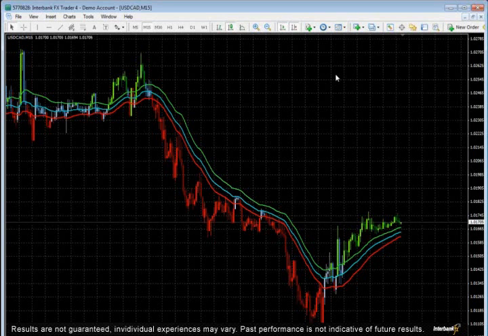Are you looking for a stop loss? Are you looking for a profit target? Are you looking for confirmation of an entry? Again, these are just support and resistance levels. All right? All right, let's move on to another.